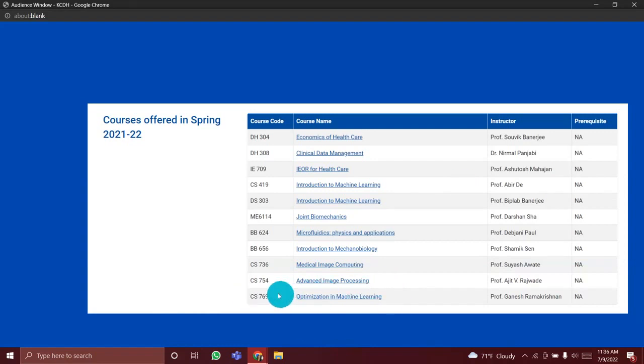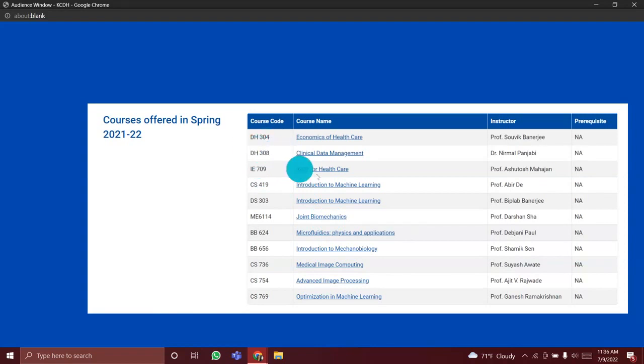Optimizing machine learning. You have medical image computing. So it goes right from the basics of ML towards more advanced techniques such as optimization and applications like image processing. These are all CS department courses. You can also take the DS course, which is Intro to ML, a bit easier course. The scientific courses such as BB, you can take those as well. ME and electrical courses are always scattered in there too.